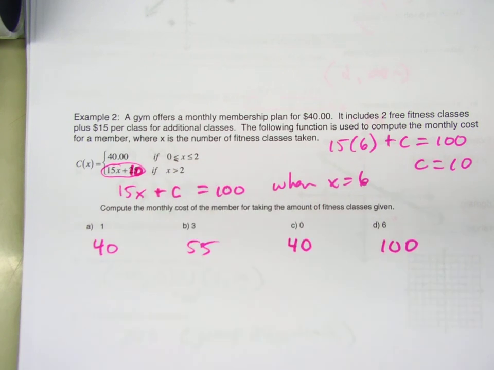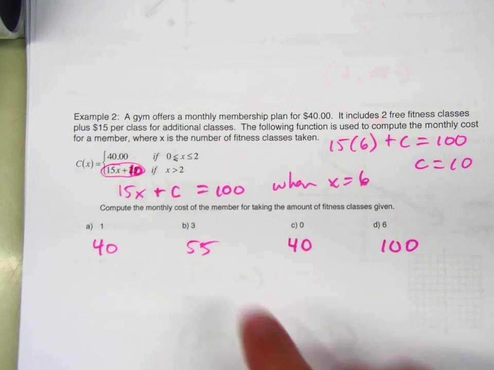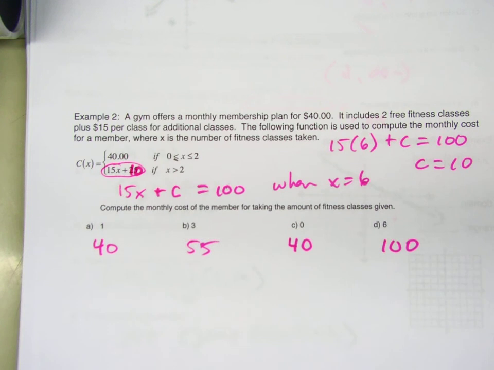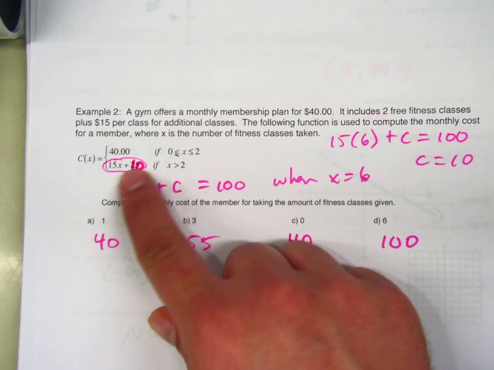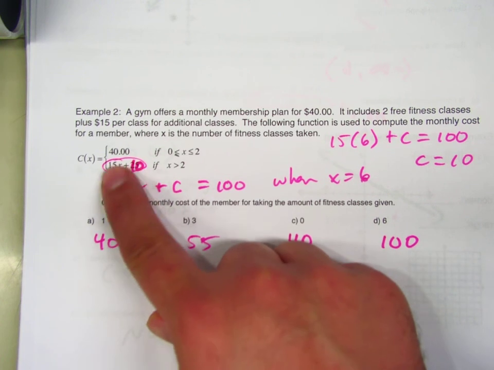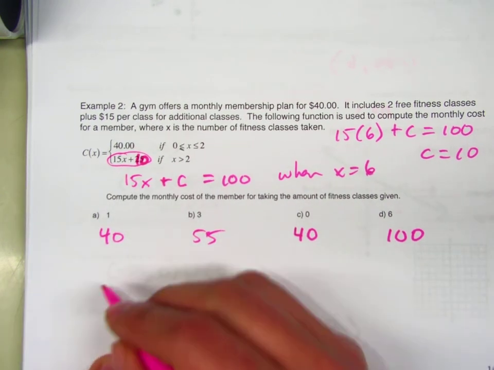Does that make sense? What if I took 1.99 classes? Still 40 bucks, right? What if I took 2.1 classes? Now it's going to be a little more than 40, right? According to this, anytime x is bigger than 2, I would use this rule. Does that make sense?